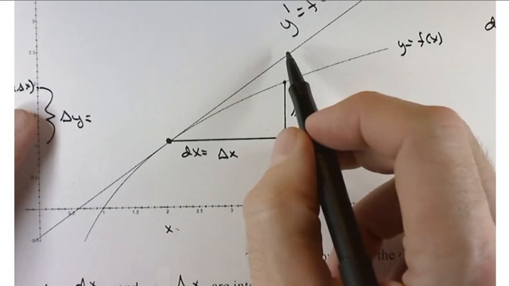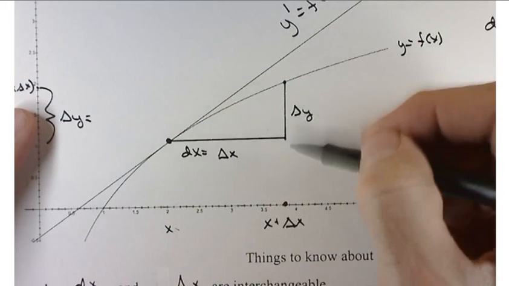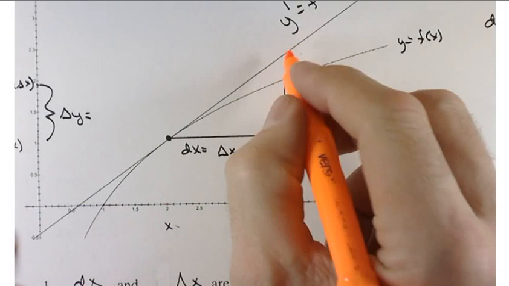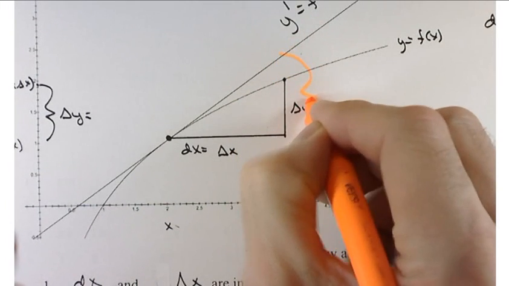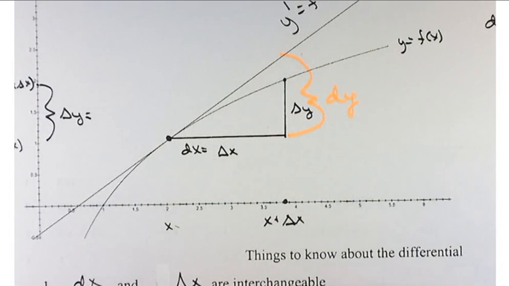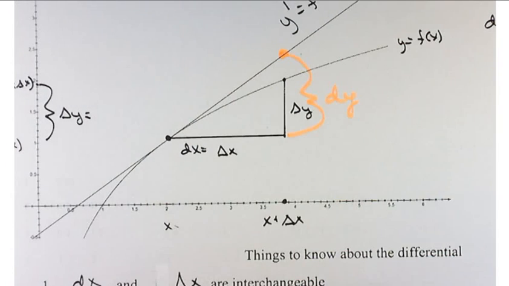Dy is not going to be the exact change in the function. That was delta y. Dy is going to be the approximate change in the function as measured by the tangent line. So this is dy. It's how much, not does the function change, but how much does the tangent line change. So dy is the approximate change in the function.